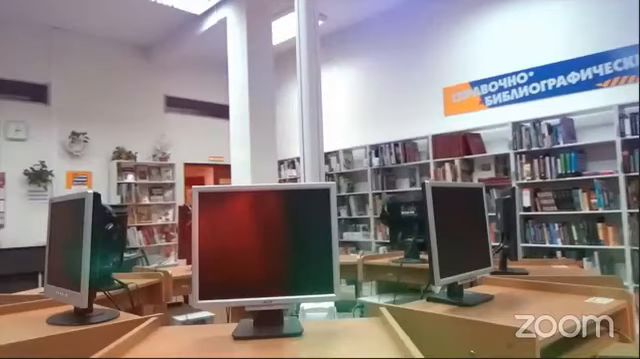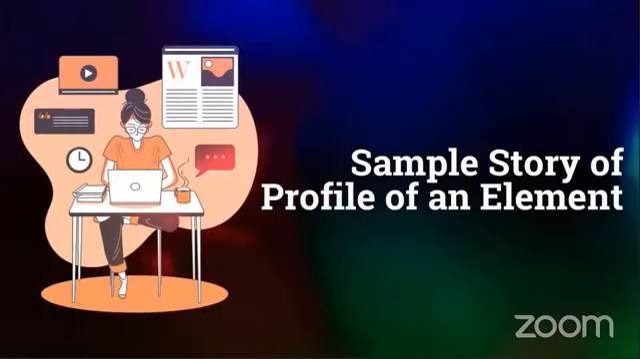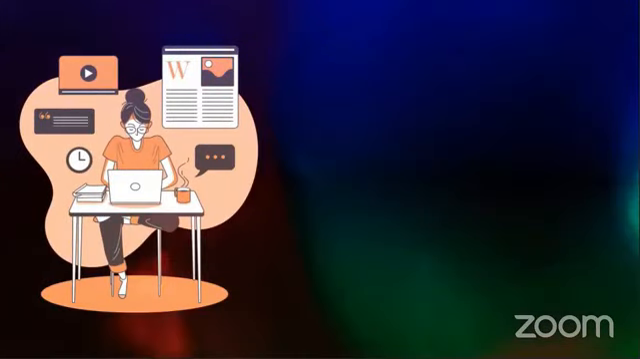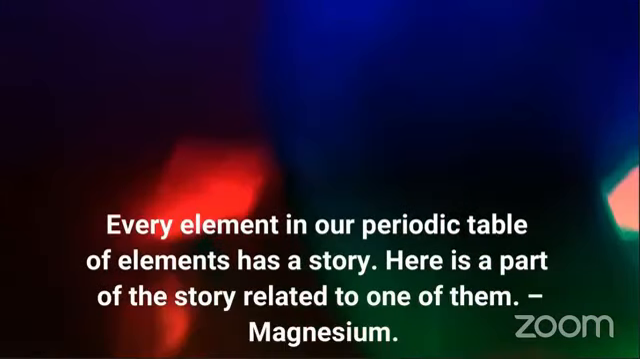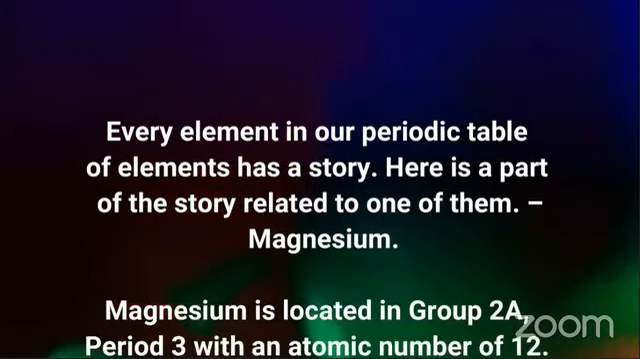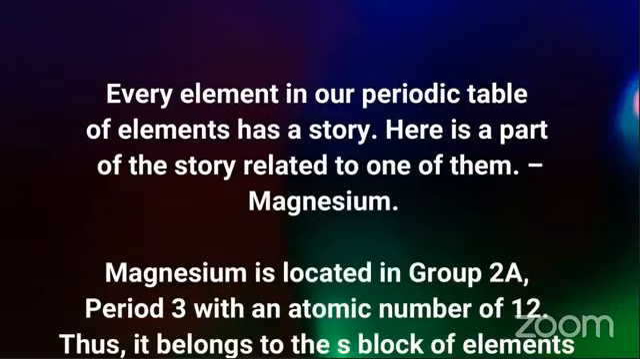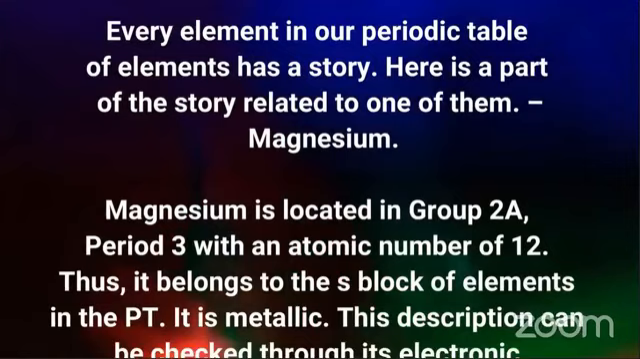The next part of the video is a sample story of profile of an element. The element in focus is magnesium, and the story goes like this. Every element in our periodic table of elements has a story. Here is a part of the story related to one of them, magnesium. Magnesium is located in group 2A, period 3, with an atomic number of 12. Thus, it belongs to S block of elements in the periodic table.